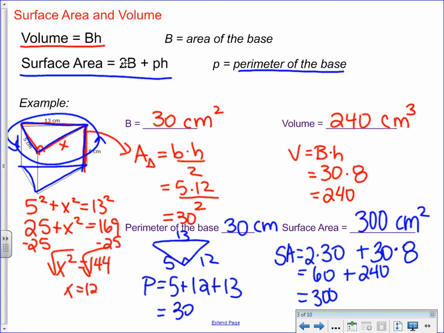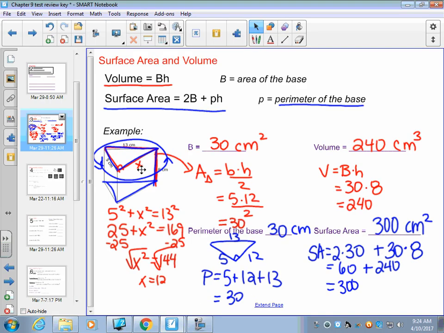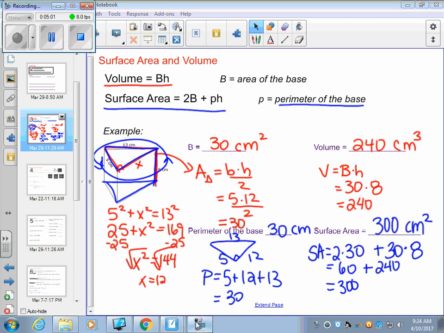So there you go. That's surface area and volume of a prism. Remember that it depends on what the shape is of the base for how you calculate the perimeter and the base area.